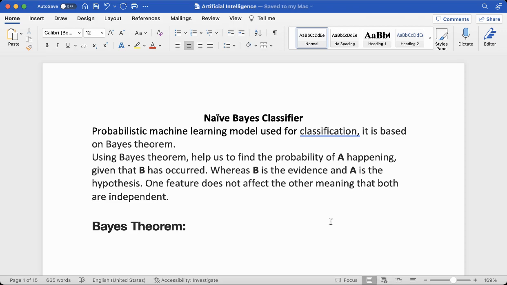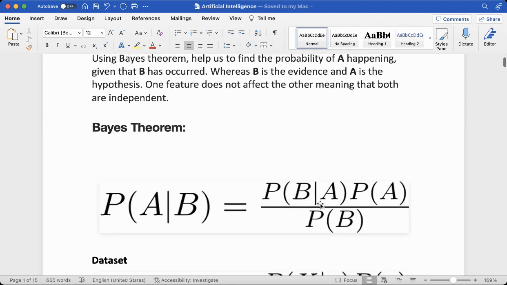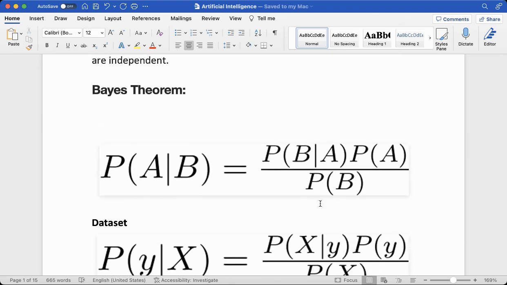If we go down a little bit, here is the Bayes theorem. We call it a formula or Bayes theorem, where P(A given B) is equal to P(B given A) multiplied by P(A), divided by P(B). So this is the general formula for the Bayes theorem.